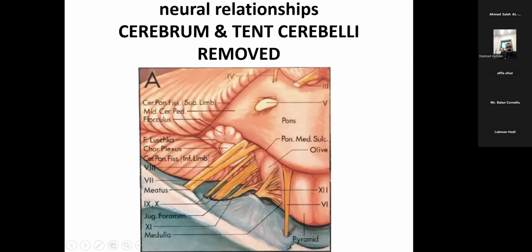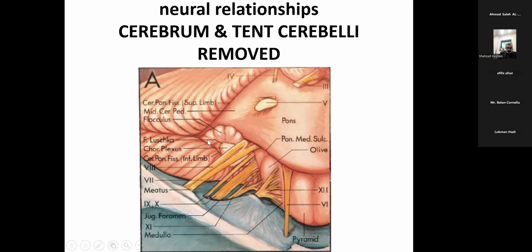These are the anterior superior views. This is now the neural relationships after the cerebrum as well as the tentorium cerebelli has been removed. Again, anterior view: pons, medulla. This is the intermedullary sulcus, which we can see from the lateral surface of the pontomedullary sulcus. We can see the origin of cranial nerves 11, 10, and 9. And this is the 7th-8th nerve complex, which is arising from the cerebellopontine fissure. This is the petrosal surface of the cerebellum, and this is the occipital surface of the cerebellum, which is lying just posterior to the medulla.